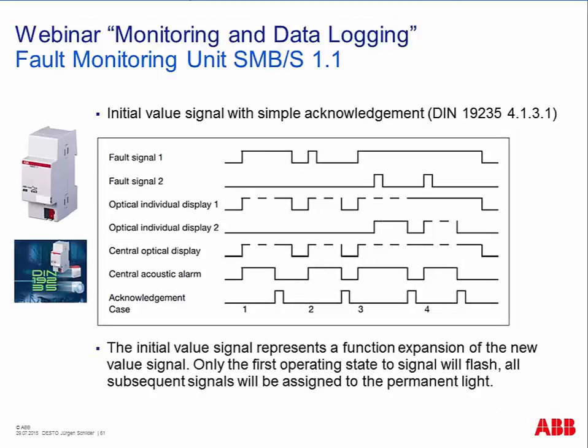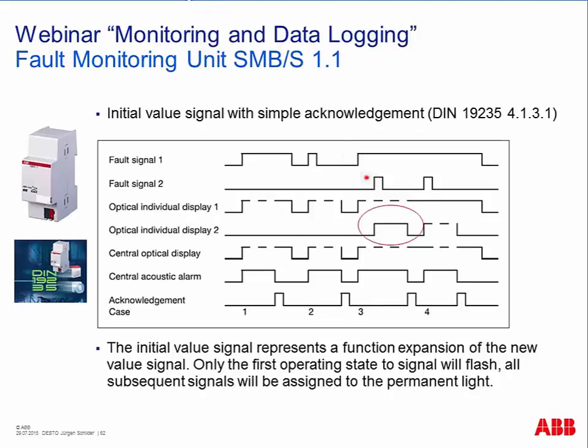This can be extended. Third one, initial value signal with simple acknowledgement. What does it mean? The difference is that only the first fault will be shown with flashlight. The second fault appears here, but you see the only difference is that we have no flashlight for the second fault anymore, because it's not the first fault, but the second, and this will be shown with a permanent light only. So it allows you to distinguish between the first fault and further faults, if there is a kind of fault chain in your system maybe.